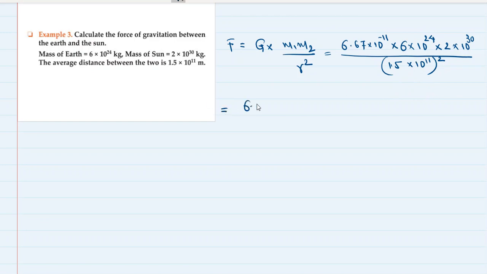Okay, so first we'll write 6.67, then which is the next number, not the power of 10, the number. The number is 6 and then the number is 2. So you write 6 and then you write 2. Then you list all the powers of 10.